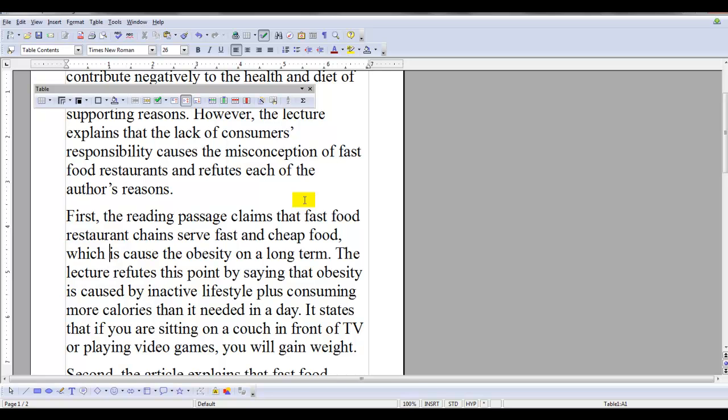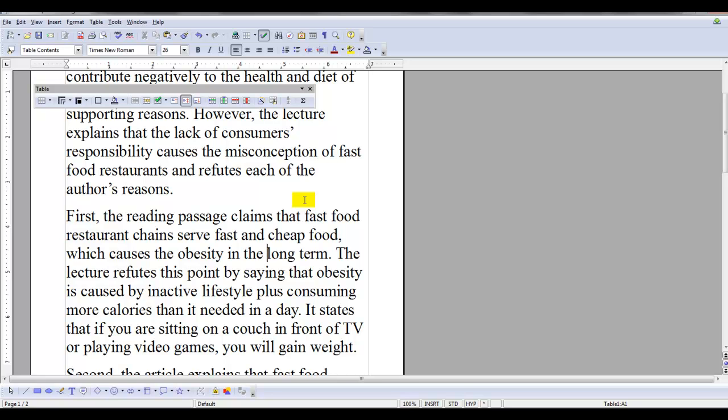which you say is cause. I don't think so. You want to say which causes obesity. In the long term, I would probably change it to that. So, a few grammatical problems here.